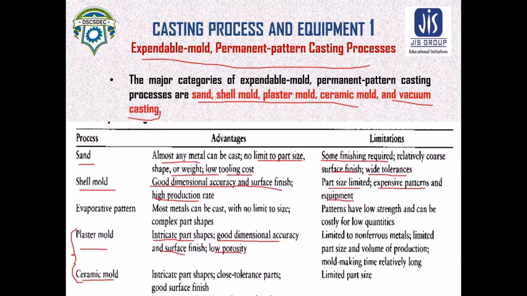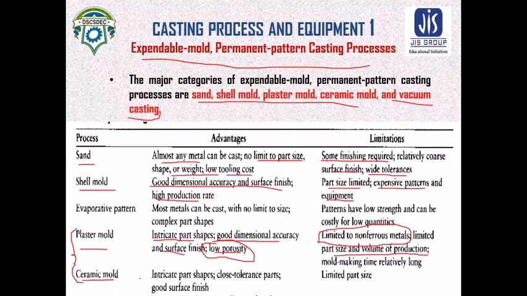But the thing is that due to porosity, the surface becomes porous. So if we can have low porosity, that can result in a good surface finish. And the disadvantage is that plaster molding is limited to non-ferrous metals only. Means ferrous metal cannot be cast using a plaster mold. Only non-ferrous metals can be cast, and part size is limited, and the volume of production is also limited.